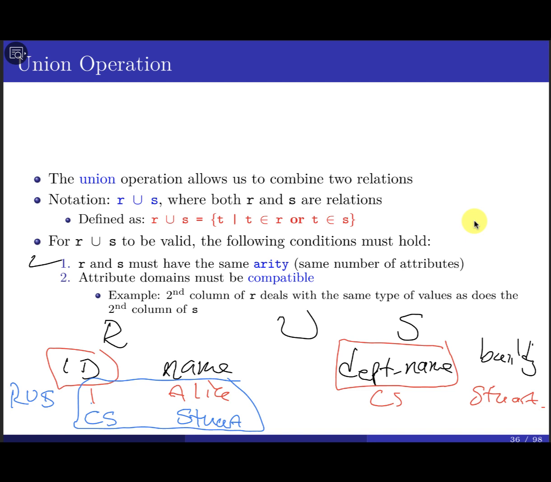The same degree, or the same number of attributes. We don't care, different names is fine. The attributes' domains must be compatible. They have the same data types, the same values, in order that when you combine them, I have a useful result.